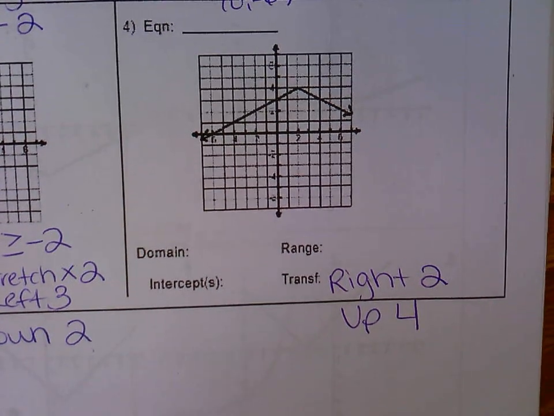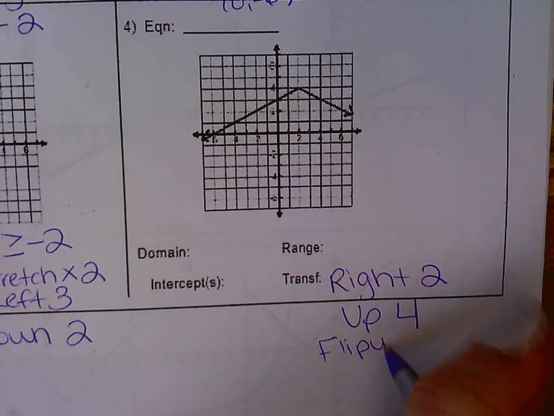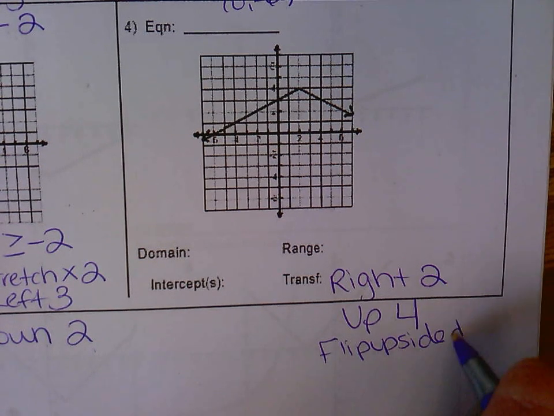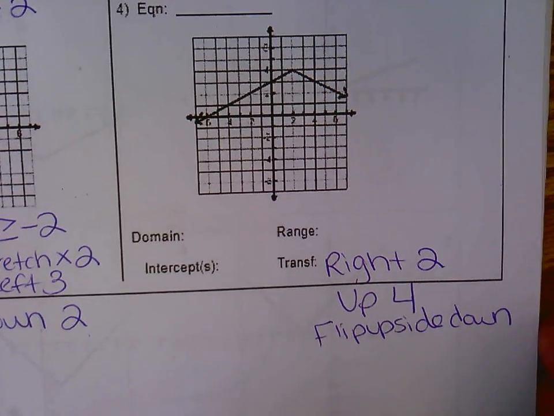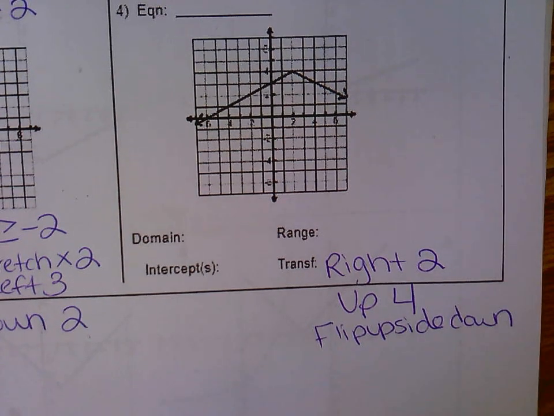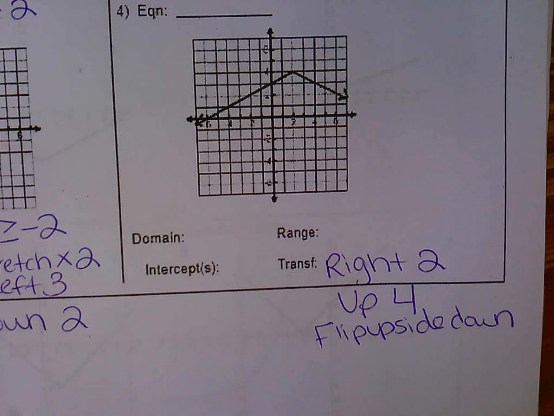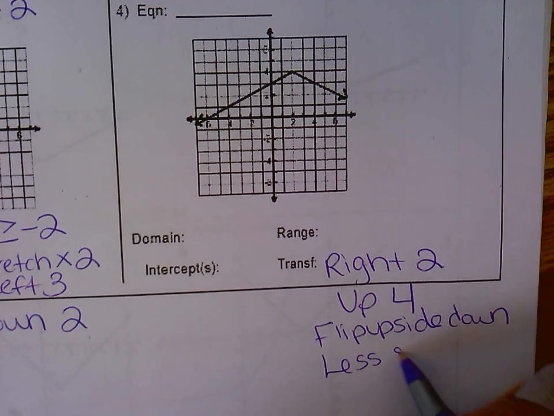What else has happened to my graph? Is it going in the correct direction? No. So it's a flip upside down. We also call that over the x-axis. Flip upside down. And does it look like it has a slope of 1, or does it look less steep or more steep than it normally should? Compare it to the 2 graphs in 1 and 2. Well, number 3 we said was steep. No. So number 4 is less steep, or we could call that a shrink.